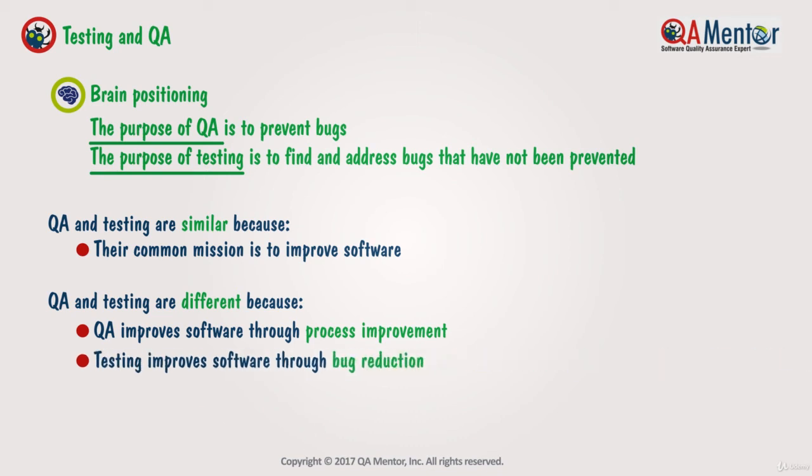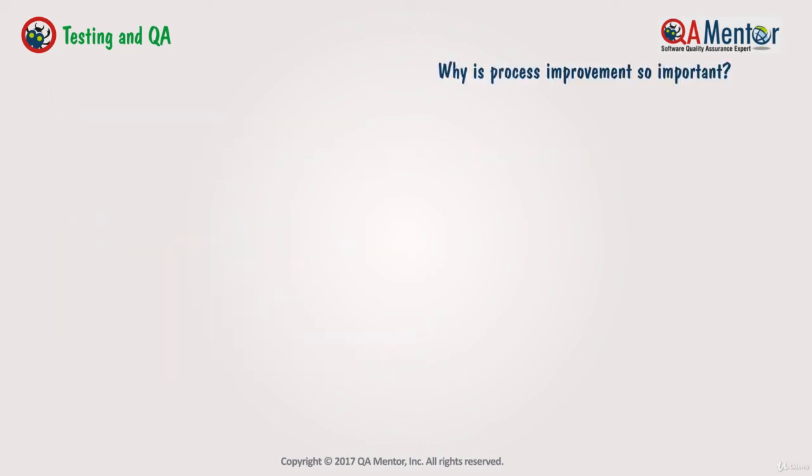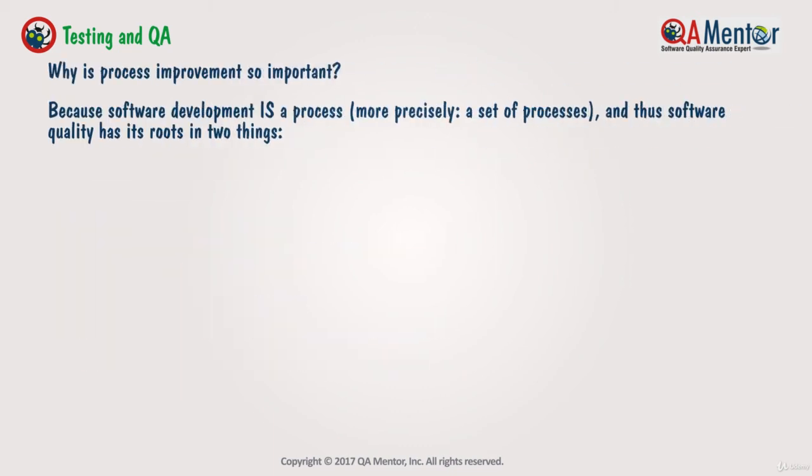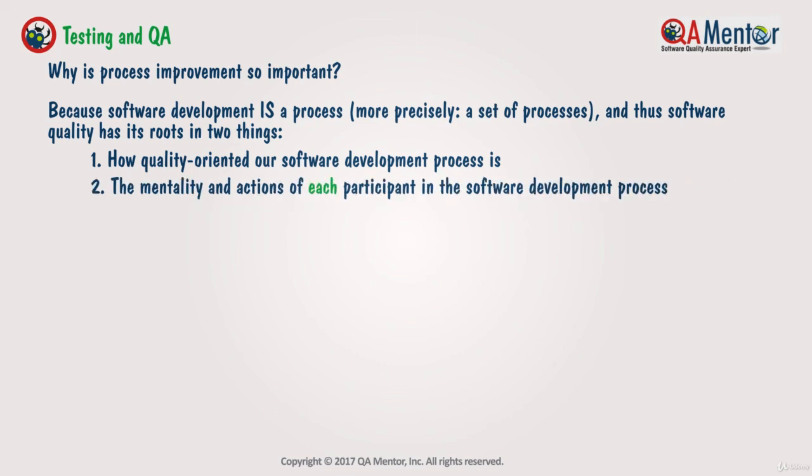Although our course is focused on testing, we also look at many issues from the quality assurance angle. Why is process improvement so important? Because software development is a process, more precisely a set of processes, and thus software quality has its roots in two things. One, how quality-oriented our software development process is, and two, the mentality and actions of each participant in the software development process.